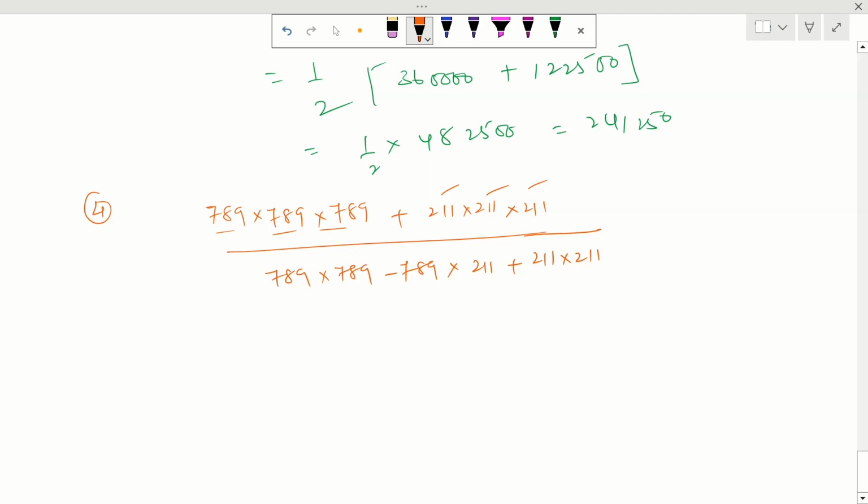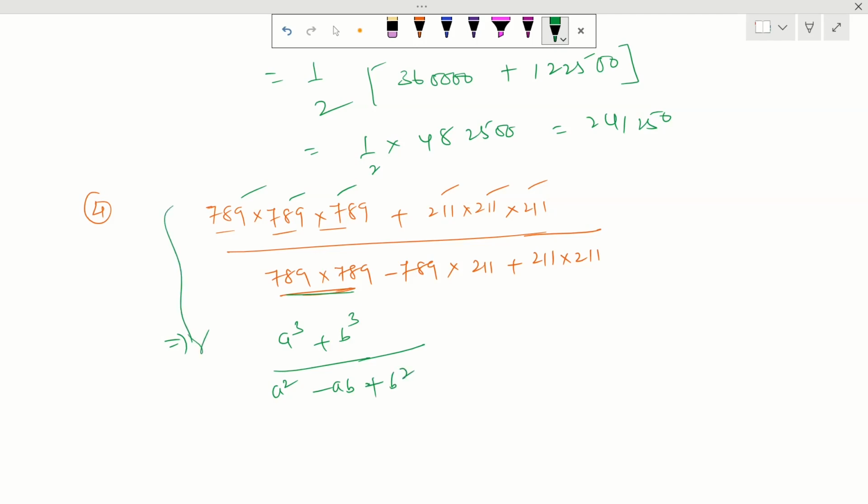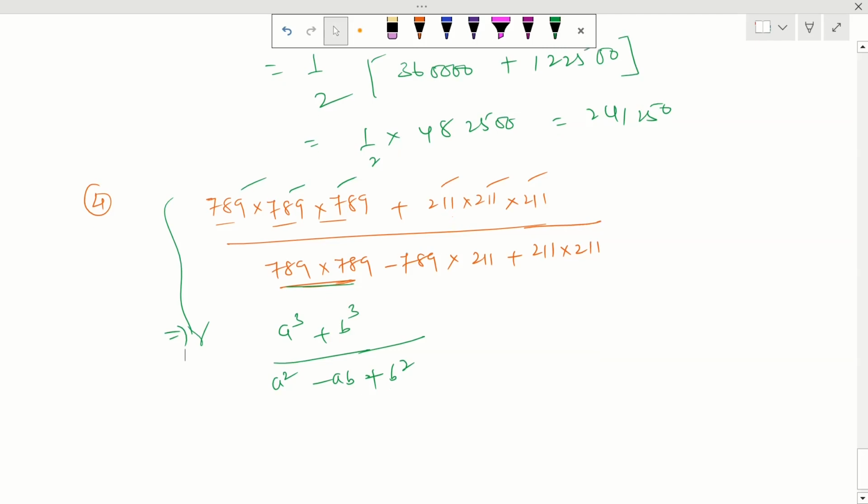So here we can observe that the given problem is in the form where the three numbers are the same, that is a cube, so a cube plus b cube. Here we can write a square, minus a into b, and this is b square. So the given problem is in this form, right?